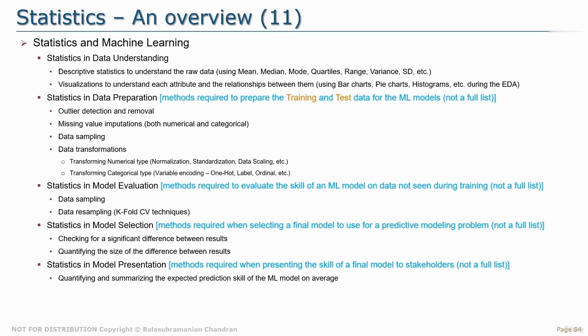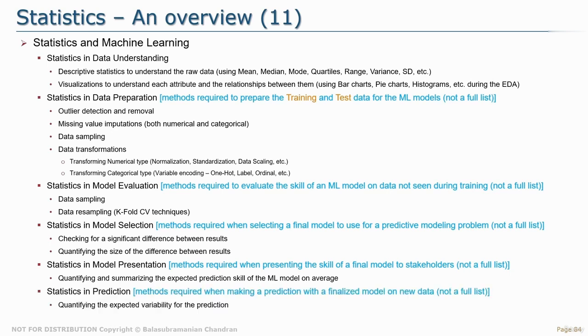Statistics in model presentation, that is methods required when presenting the skill of a final model to stakeholders, or quantifying and summarizing the expected prediction skill of the ML model on average. Statistics in prediction, that is methods required when making a prediction with a finalized model on new data, or quantifying the expected variability for the prediction.